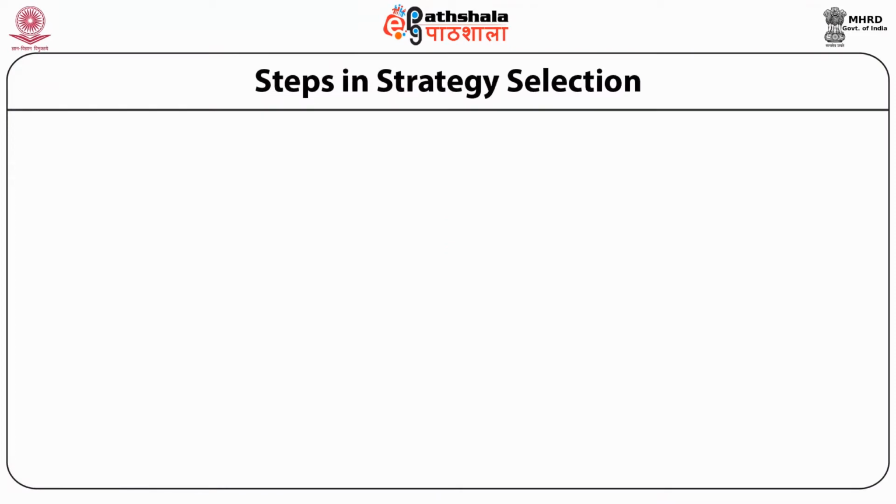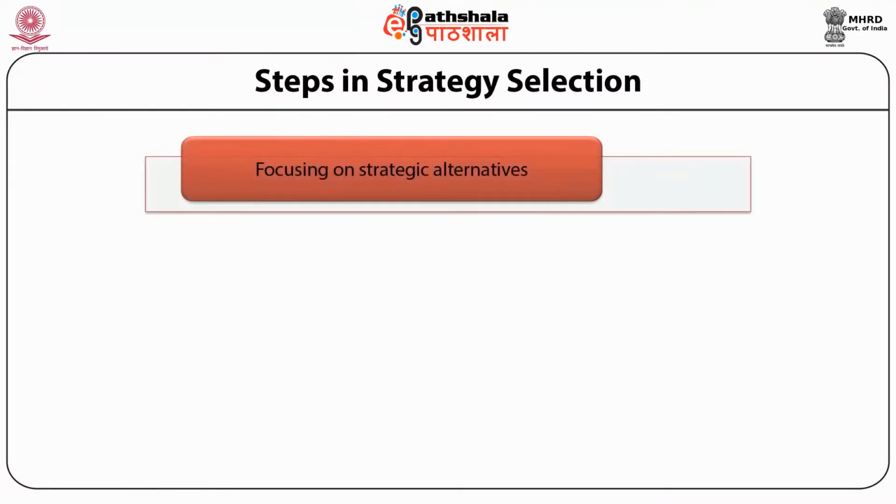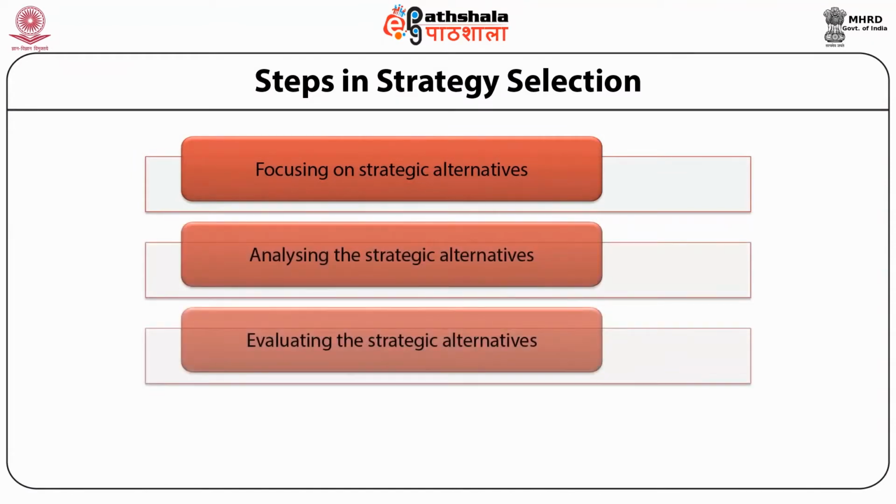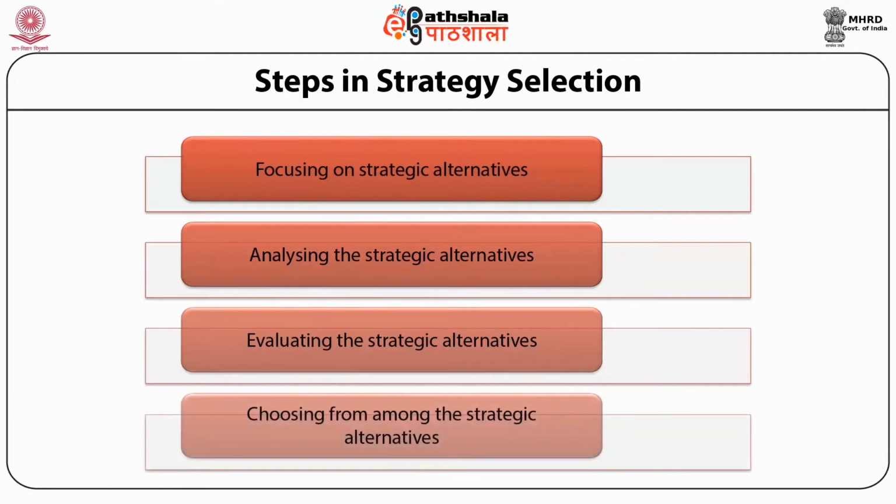The main steps can be focusing on strategic alternatives, analyzing the strategic alternatives, evaluating the strategic alternatives, and choosing from among the strategic alternatives the best one. These four steps in the process of strategic choice make up the main strategy function. Let's discuss these four steps one by one. The first one, focusing on strategic alternatives.